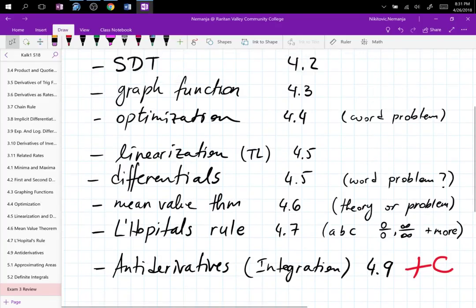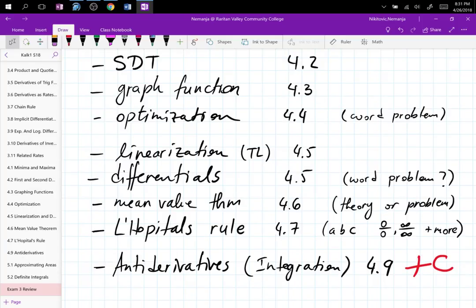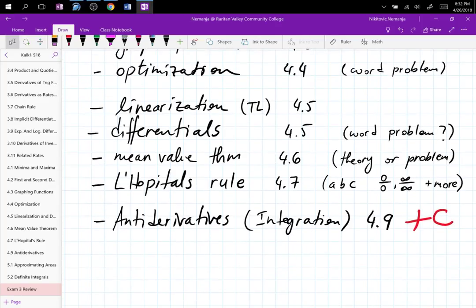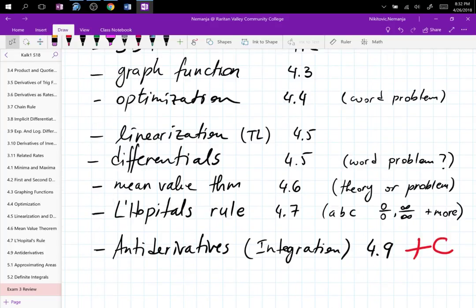This is the list. So one problem min-max, one problem first derivative test, one problem second derivative test, one problem on graphing, where I give you everything, a word problem on optimization. Now linearization that can be done also through tangent line, differentials, mean value theorem, L'Hopital's rule, antiderivatives. Guys, every bullet point is one question. Every bullet point is one question that is guaranteed on the exam. All you need to do is to watch for parts A, B, ABC, which is the last 3.